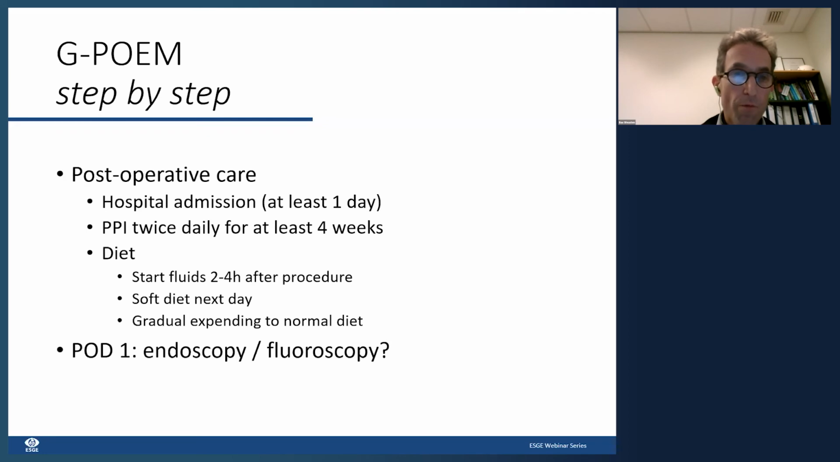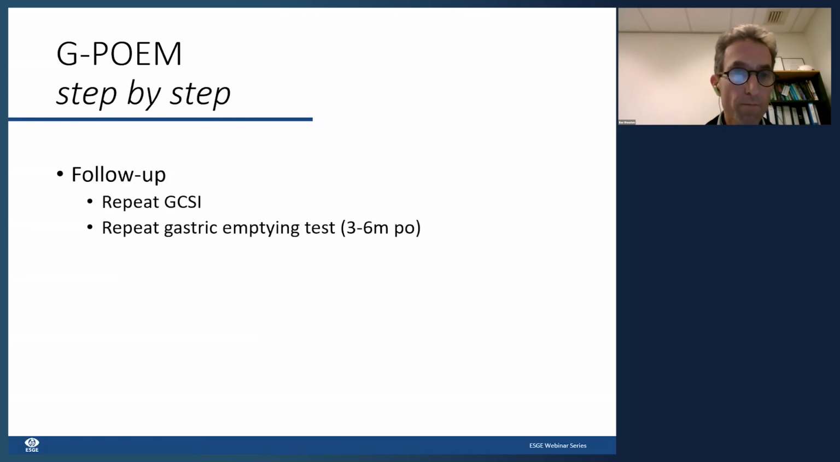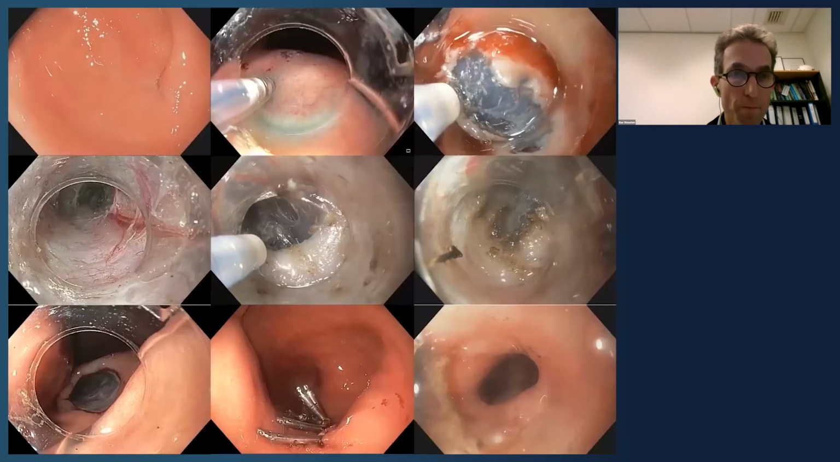PPI should be administered, with a gradual increase in food intake. I personally do not perform a regular control endoscopy at post-operative day 1 because it's very rare to have complications. And if there are complications in terms of leaks, patients will become sick and you will recognize it anyway. Follow-up, well, you should repeat the symptom scores, and I would advise to also repeat the gastric emptying test also to get some feedback on how you achieve.